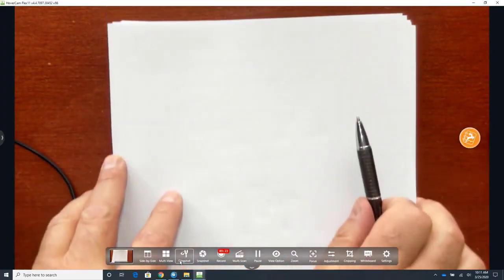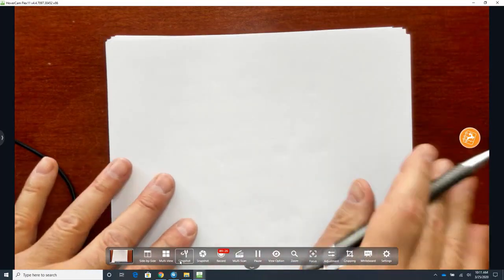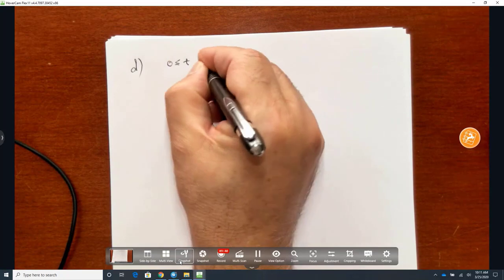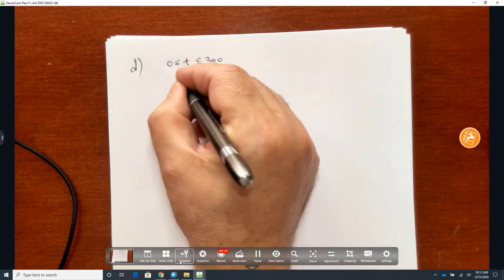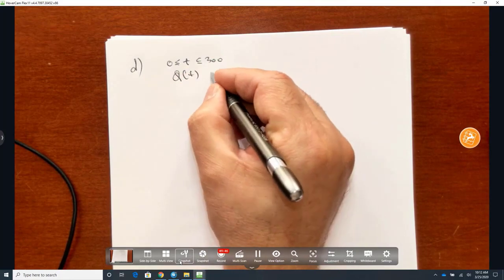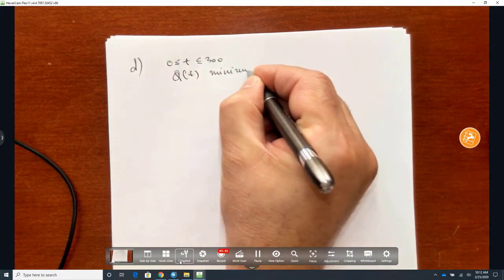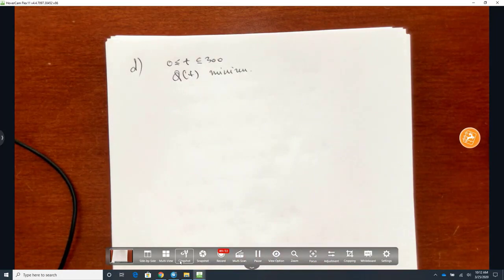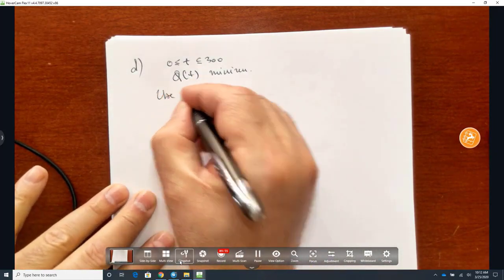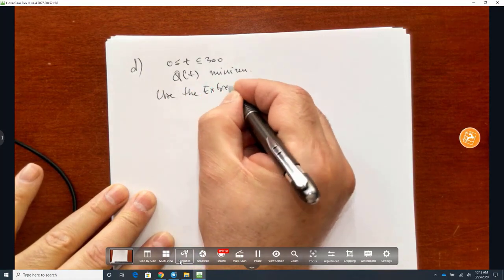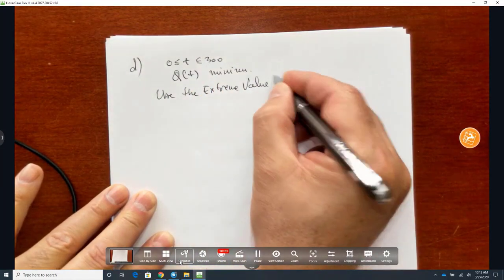I'm gonna go back to my writing area. So let's put right here point D. Because I want to find out at what time the number of people in line was the minimum between 0 and 300, so the time is between 0 and 300 seconds, and I want to find out when the number of people represented a minimum on this. I need to use the extreme value theorem, so I'll be using the extreme value theorem.